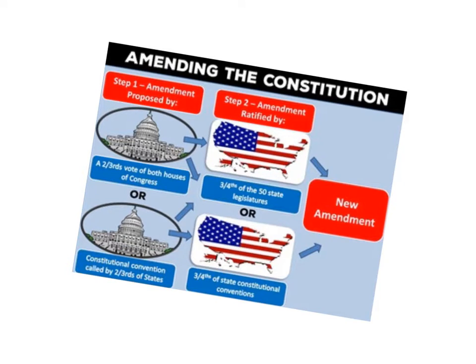Currently, we have 27 amendments that have been added out of hundreds and hundreds that have been proposed. The Founding Fathers wanted to make the amendment process pretty difficult because we don't want just any old amendment being added all the time.